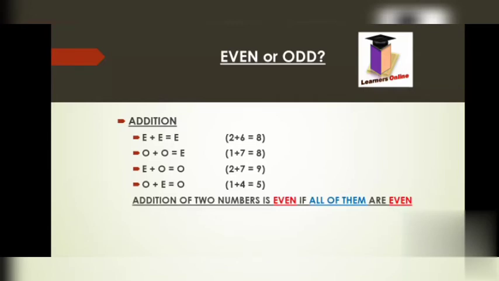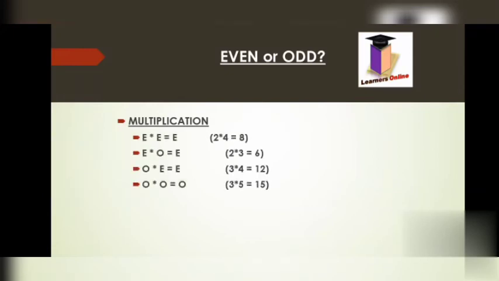But if we have more than two numbers, then all numbers have to be even for the answer to be an even number. Otherwise it would depend on the number of terms. Similarly is the question with multiplication. Is the multiplication of two numbers even or odd?